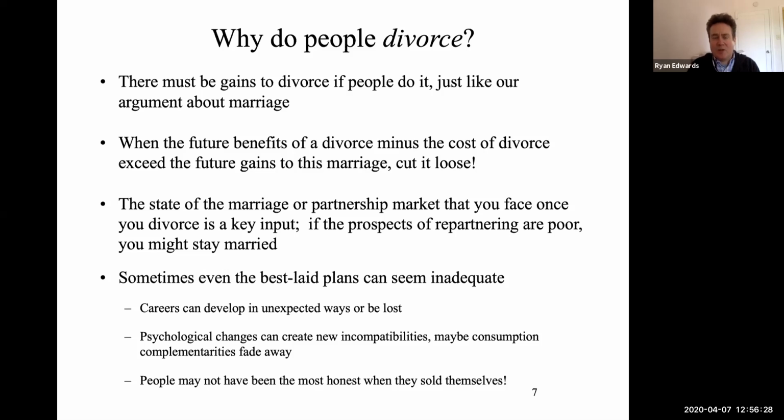So we've got a theory of marriage. Why do people divorce? Well, if there are gains to marriage, then there probably are also gains to divorce if people actually do it. And you could think about it as some kind of challenge for people to think about over long periods of time, that you might want to marry, or if you are married, you might want to get divorced if the benefits of a divorce minus the current cost of divorce exceeds the current gains to the marriage. And that's of course true in reverse.